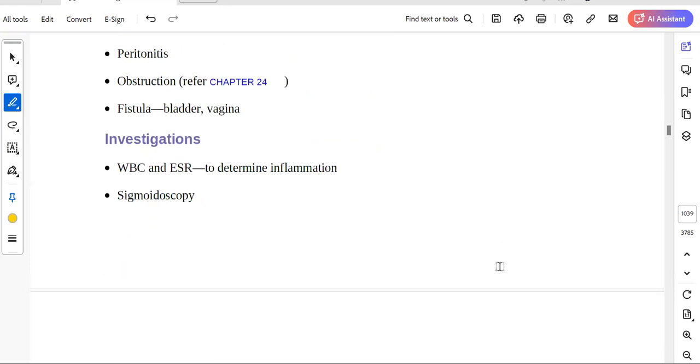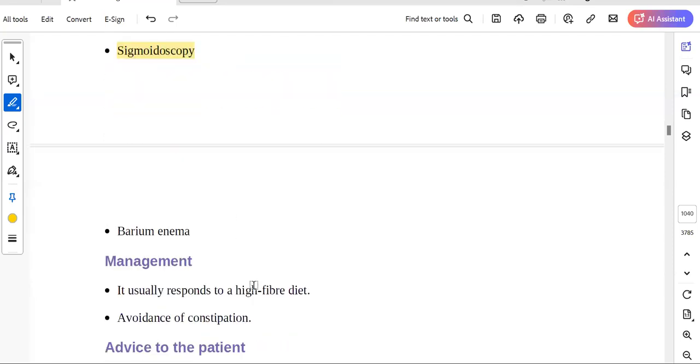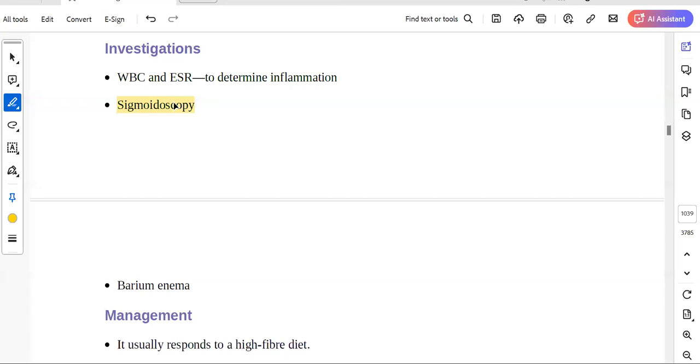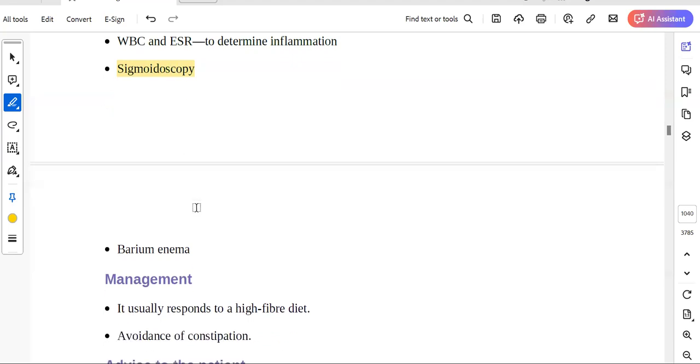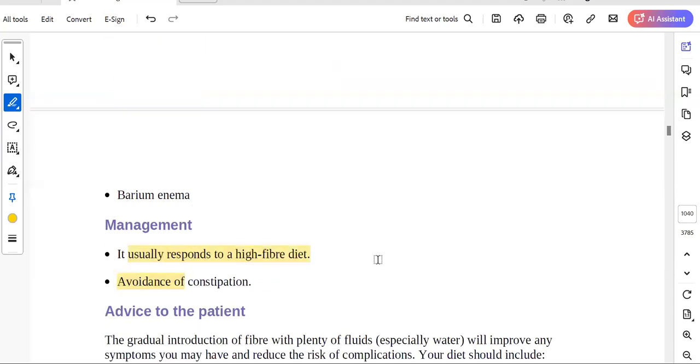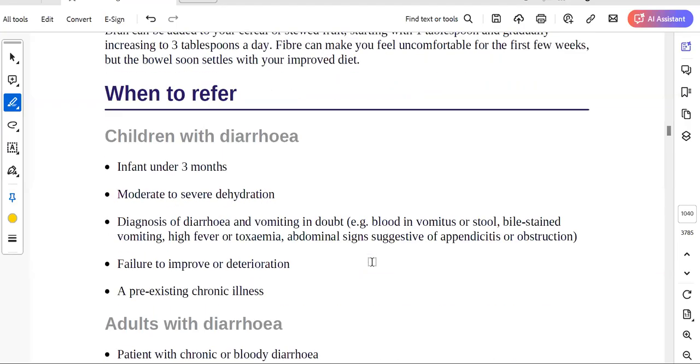So how to investigate this patient? If it is just diverticulosis, the only way to confirm is colonoscopy or sigmoidoscopy. But you will not do colonoscopy if there is a chance that the patient has diverticulitis, because during infection the colon is very swollen and edematous, and you can easily perforate the colon. That's why during diverticulitis, colonoscopy is contraindicated. But if it is just diverticulosis, with no systemic features, then you can do a colonoscopy. The treatment is basically a high fiber diet and avoiding constipation.